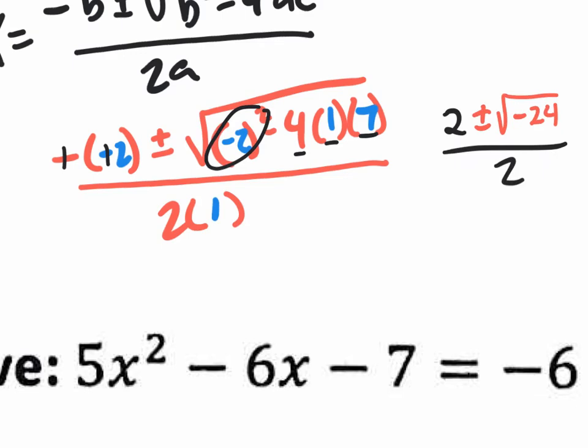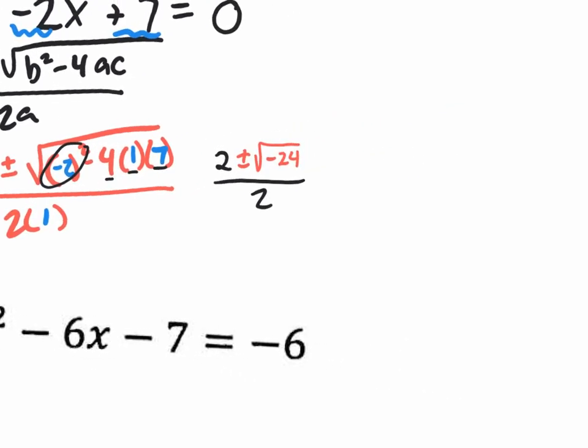So the question is, could we simplify this radical, the square root of negative 24? The square root of negative 24 is really an i on the outside times the square root of 24. 24 is not a perfect square number, but you could rewrite it to get a perfect square number, 4 times 6.